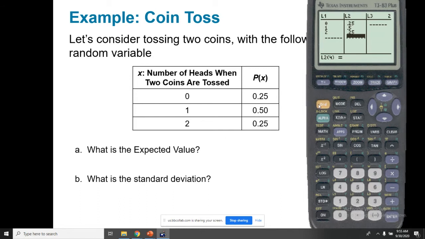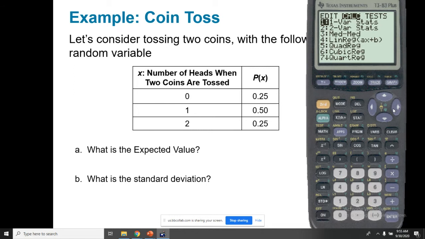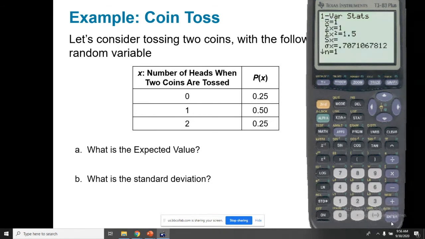Okay, I'm going to go back to the home screen. I'm going to go back into stat and scroll over to calculate. We're going to calculate the one variable statistics. From this point, I want to insert L1, comma L2. So keep in mind, if you have a TI-84, I believe the steps are a little bit different. Okay, so I'll pull up my handheld 84 in a second. And I'm going to hit enter.